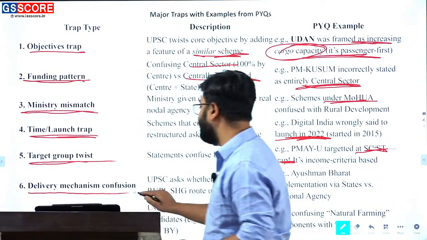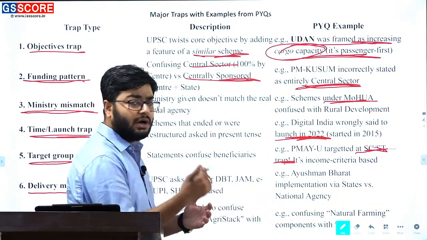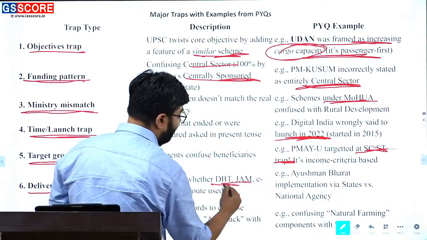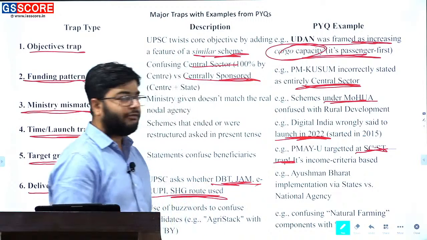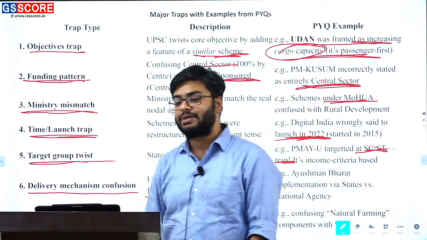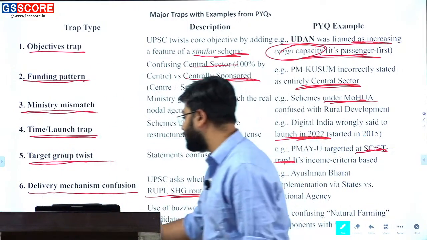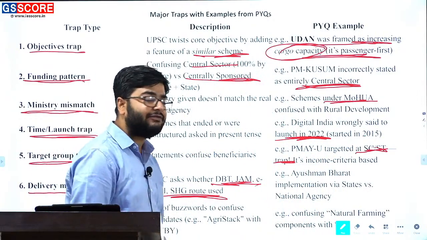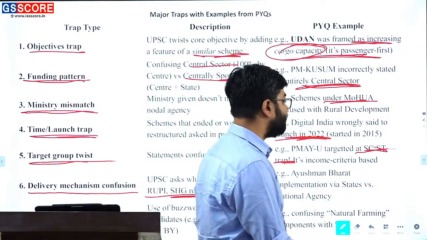Next is the delivery mechanism. UPSC is going to ask what is the modus operandi for delivery. For example, the direct benefit transfer, JAM, e-rupee, SHG route. For example, Ayushman Bharat implementation via a state or a national agency. Similarly, the terminology, use of certain words like agri-stack with Pradhanmantri Fasal Bima Yojna, or confusing natural farming with certain other components.